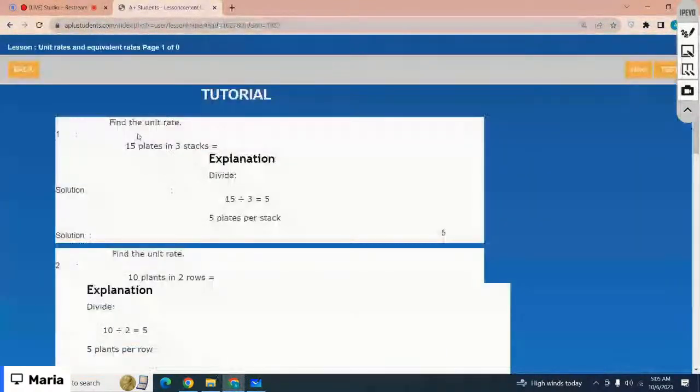For example, let's see the first example. Find the unit rate: 15 plates in 3 stacks. You need to check how many plates we have in one stack. So you have to divide 15 by 3. 15 divided by 3 equals 5. That means in one stack you have 5 plates. Basically the unit rate is the value of the one thing.